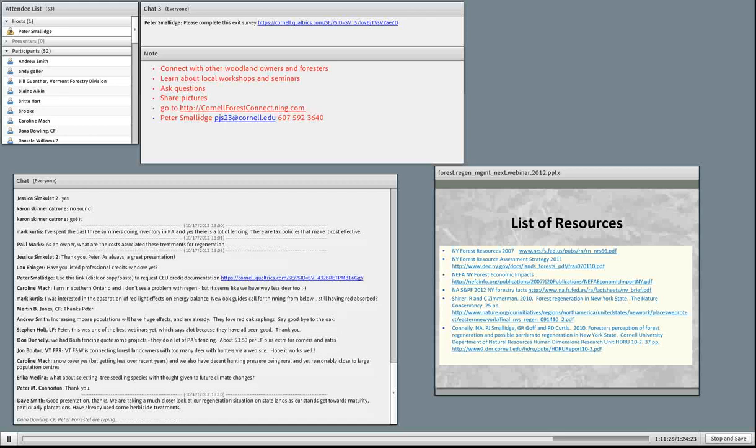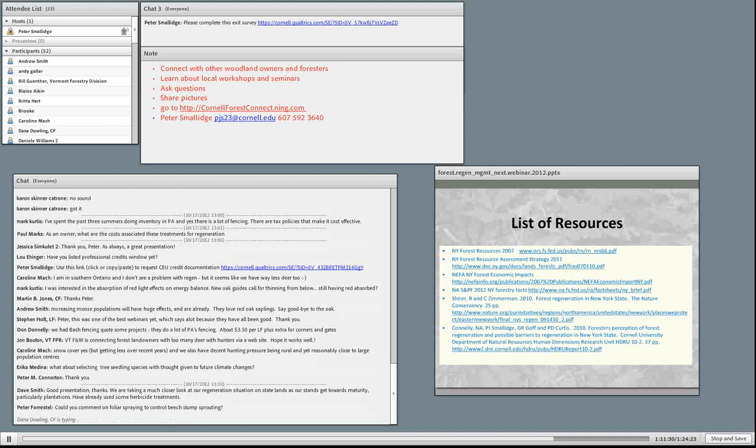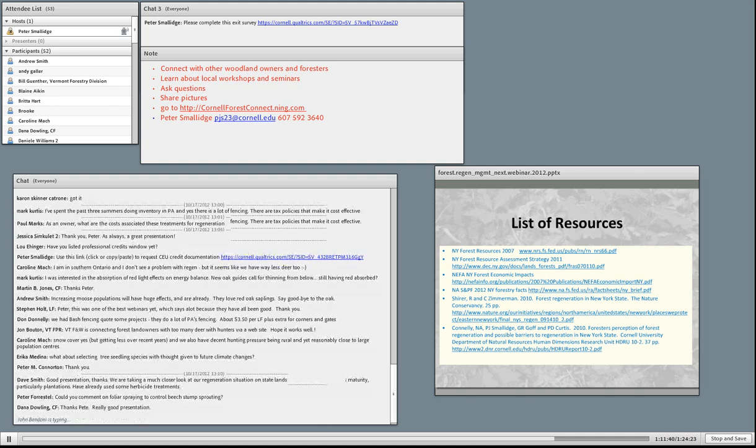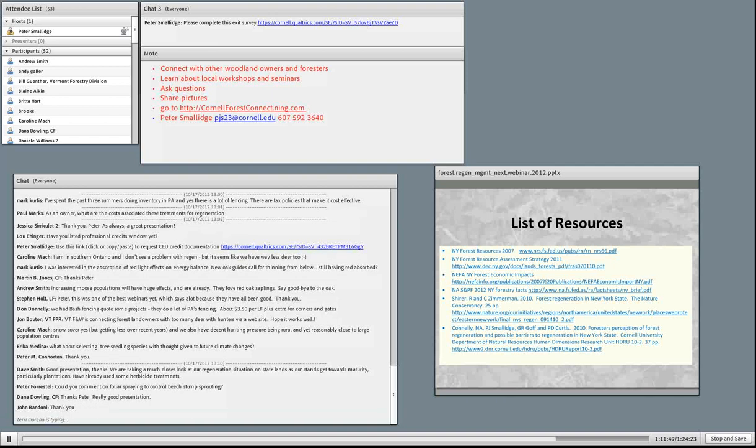Erica asks about selecting tree seedling species with thought given to future climate changes. A lot of people are talking about that and thinking about that. The challenge is to find species that will grow now and have the amplitude of environmental capacity, physiological capacity to adapt to those changes. There are some species that are going to be more robust in that capacity than others.